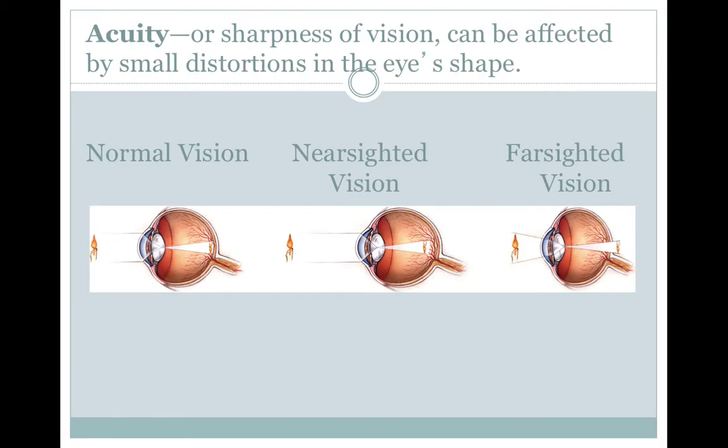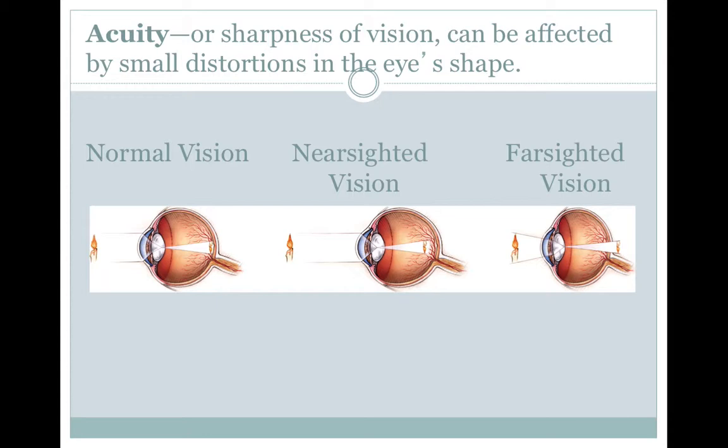Acuity is our sharpness of vision, and it can be affected by small distortions in the eye's shape. So what you see with normal vision are rays of light converging on the retina of a normal eye. This occurs with both nearby objects and, with appropriate adjustments in the curvature of the lens, for faraway objects.